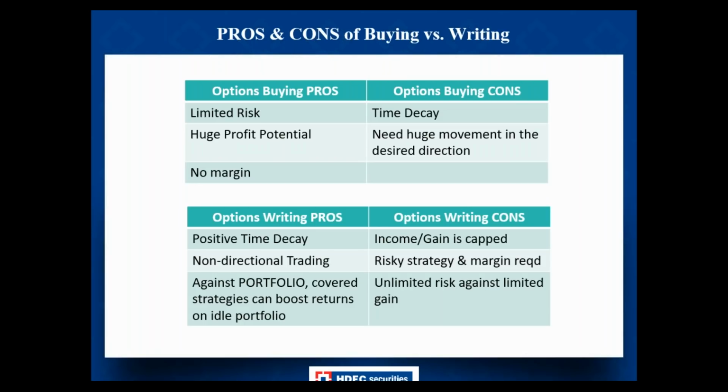And the third con of options writing is that it has unlimited risk against limited gain. Whatever premium you have received would be your maximum profit or gain, whereas your risk is unlimited if the stock starts moving in the opposite direction of your view. So this is the very basic understanding of the pros and cons of options buying versus writing.